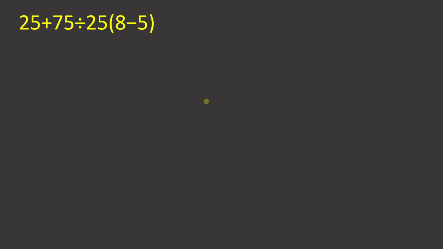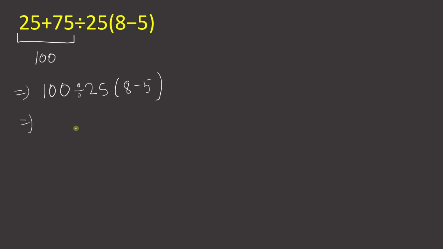Okay, time's up. Now many are solving it in a way like 25 + 75. This will give 100. And they will write 100 ÷ 25 (8 − 5). And they will go 100 ÷ 25, this will give 4 here, and 8 − 5, this will give 3 here. So they will write 4 × 3, which equals 12. Do you think this is the right answer?